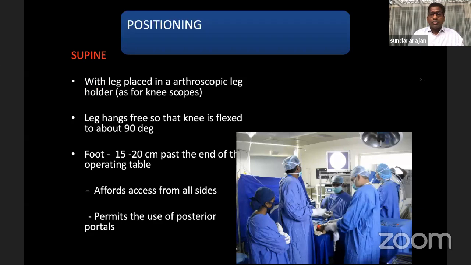Coming to the positioning, in the supine position, you can use a well leg holder like what you use in the knee so that the leg won't roll too much. But make sure that your foot is free, at least around 20 centimeters from the table, so that you can move the ankle in dorsiflexion and plantar flexion freely. It should also allow flexing the knee. By keeping this 20 centimeters, it allows you to move from all directions, from the medial, lateral direction or behind the patient.